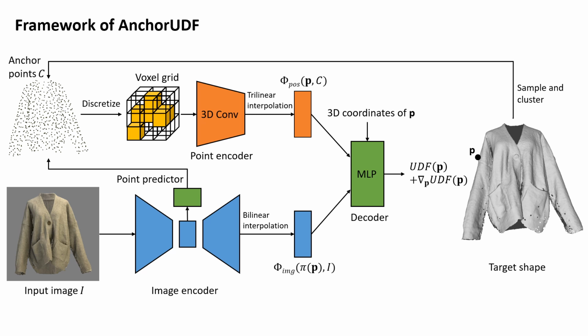At last, we concatenate the local image features, the 3D position features, and the 3D coordinates of the query point as the input of a decoder to predict UDF values. Here the decoder is parameterized by multi-layer perceptrons with ReLU in its last layer. Compared to the full shape, these few anchor points, typically a few hundred, are easier to estimate. Therefore, our method can also be regarded as a coarse-to-fine strategy. A shape profile is first predicted, then further refined to produce the detailed surface.